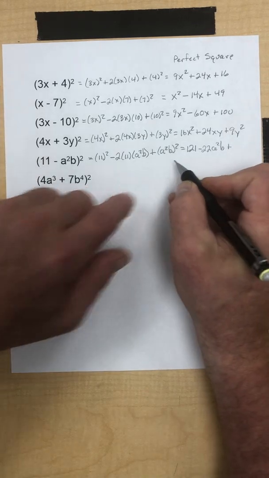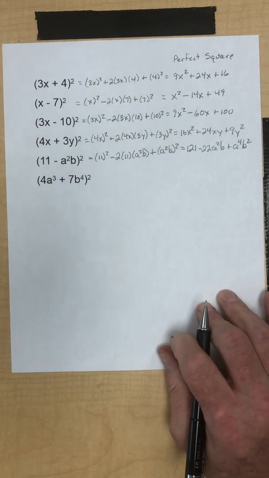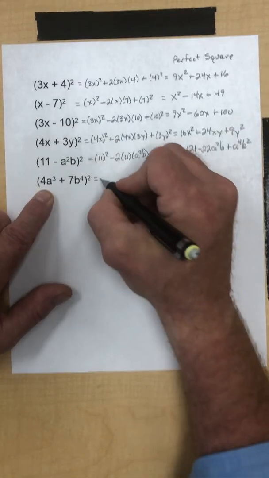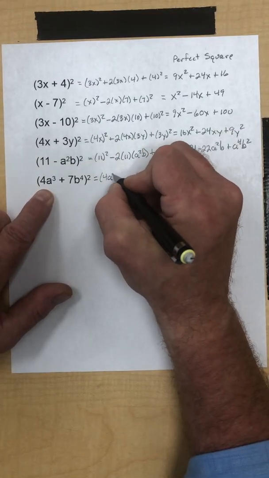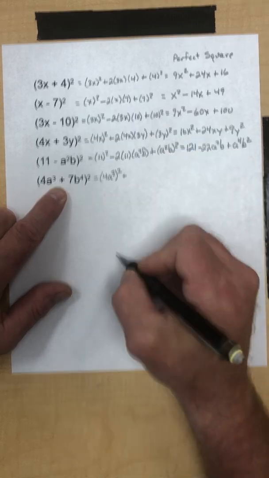Plus, when I square a squared b, I would get a to the 4th b squared. And another perfect square trinomial. Okay, last one. Take the first term and square it. You got to square all of it, so 4a cubed, square it. Bring over the operational sign, the plus.